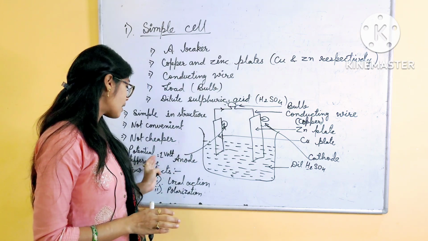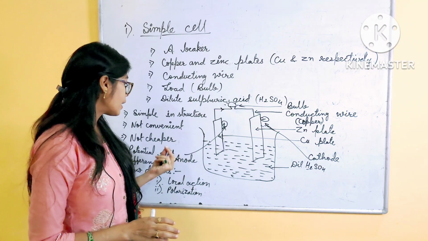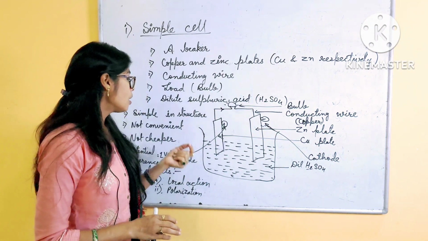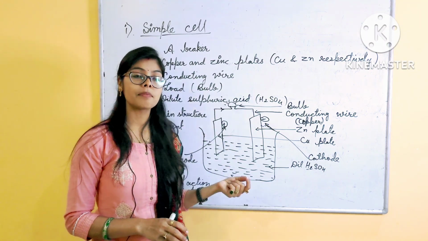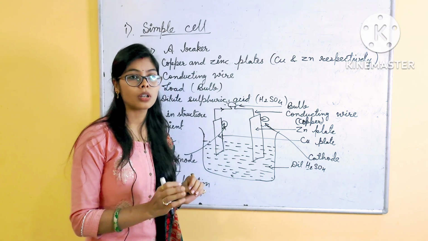Along with that it has a low potential difference which is only of 1 volt and it is not cheaper, not convenient to carry from one place to another, but simple in structure only. That's why we considered it as simple cell. So I hope that the whole concept of simple cell is clear to all of you.